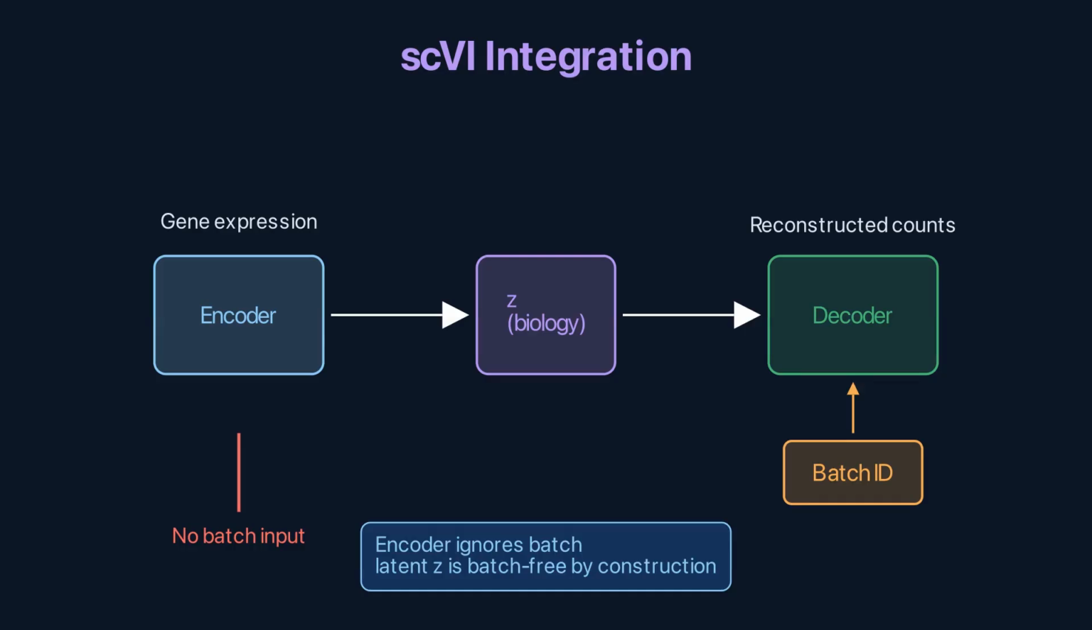scANVI adds cell type labels for semi-supervised integration, using known annotations from one batch to guide the correction.